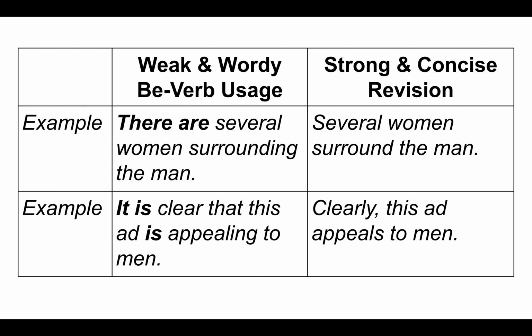Those aren't really vivid words. They're not really precise words. And they add wordiness that we don't really need. So usually anytime we have a there are or an it is construction, we can rephrase the sentence to eliminate those verbs. So here's the example. There are several women surrounding the man. This is something you might find if you're describing a scene in an advertisement, for example. Instead, to be much more strong and concise, you can just say several women surround the man.